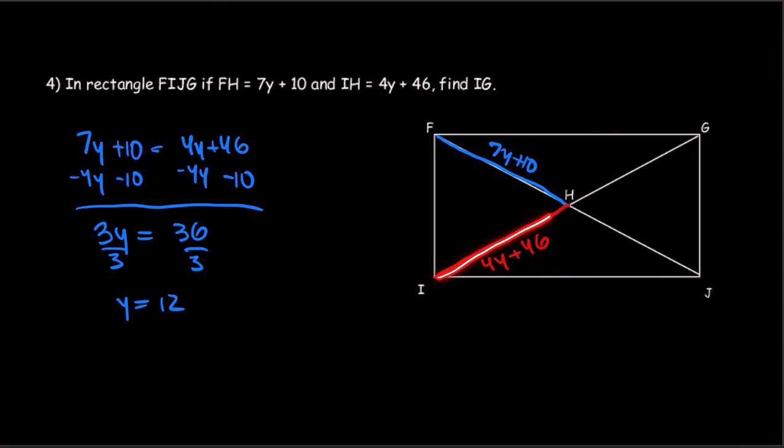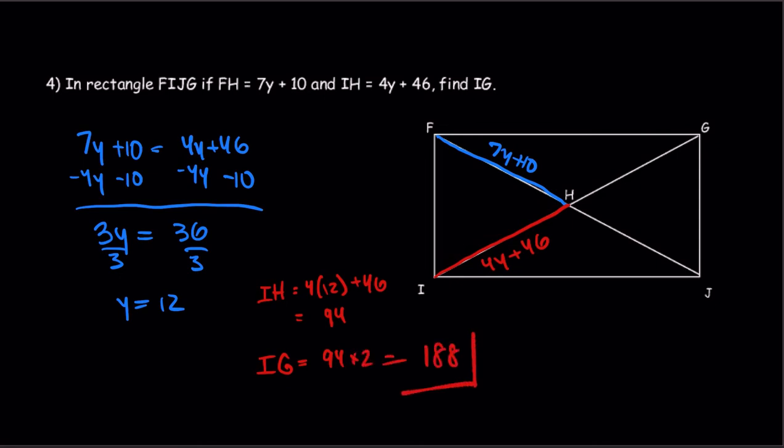The question wants me to find IG. IG is the entire diagonal. So what I need to do first is find this piece, and I'm just going to double it. I just think that's the easiest thing to do. So first, let's find IH by taking 4 times 12 plus 46. I'll just plug that right into my calculator. 4 times 12 is 48. 48 plus 46 is 94. So IG is going to be 94 times 2, and it's going to be 188.